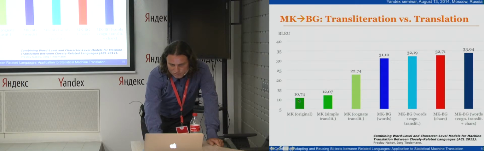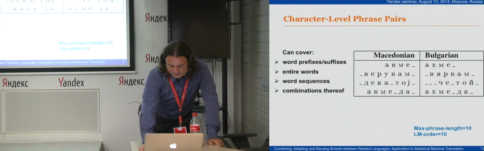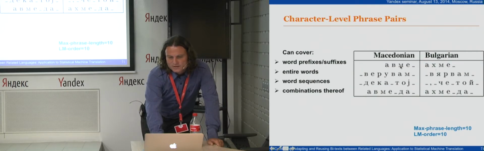Here I have some results. We want to translate Macedonian, with cognates and transliteration, word level translation and so on. Okay, I'll skip this slide. I'll just show you the kinds of rules that you learn. You learn good prefixes and suffixes. You kind of get something like afme, ahme. This is how the verb ending ends. You still have translation of entire words. This is the space. You still have some phrases, and you have combinations of those, like a verb suffix and some particle.